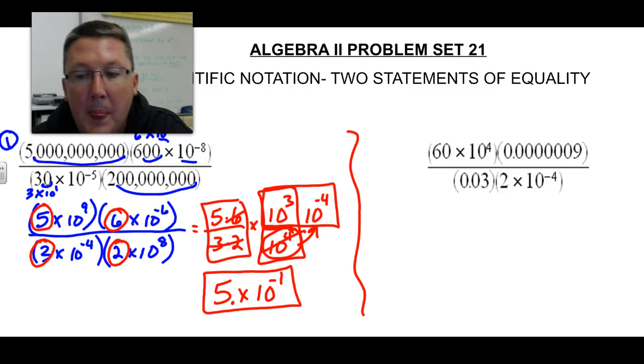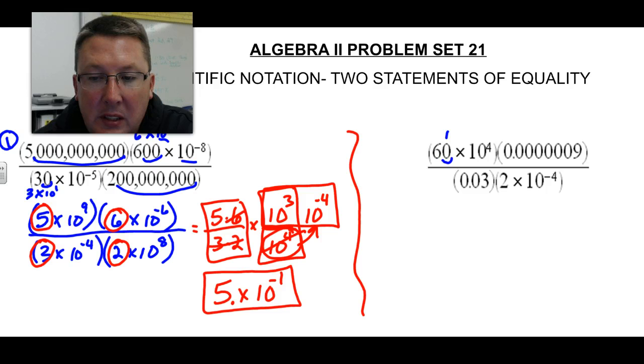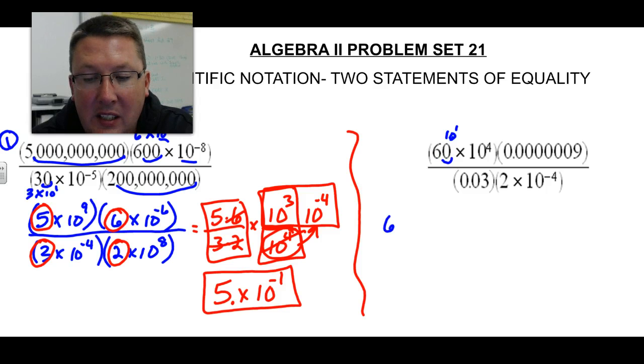Let's go back to blue. Same process. Take each part, write each part in proper scientific notation. So right here, the decimal moves over 1. That gives me a 10 to the 1st, positive 1. Put that with 10 to the fourth, so that's 6 times 10 to the fifth.